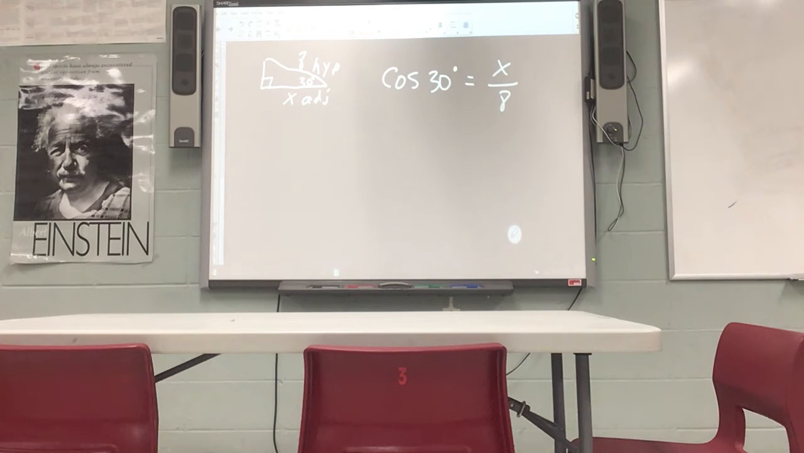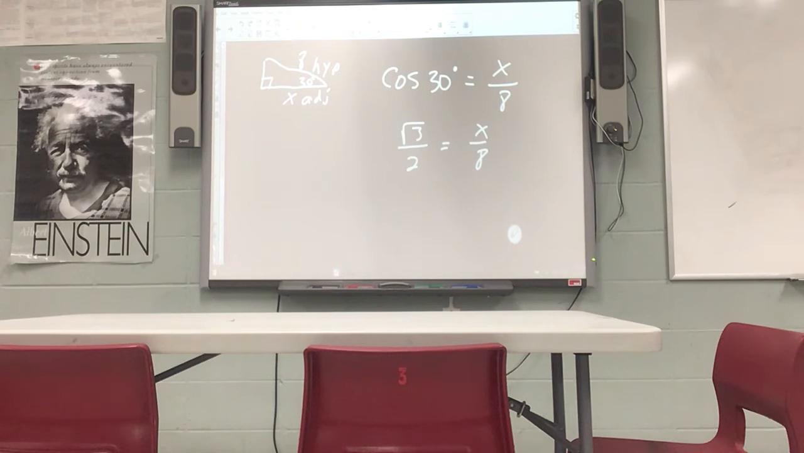Right? Now, you've got a cheat sheet that tells you what the cosine of 30 degrees is. Everybody see where Christian's getting at? I don't think it's the square root of 3. It's square root of 3 over 2. Okay? Square root of 3 over 2. That's what the adjacent is. So the square root of 3 over 2 is equal to X over 8.